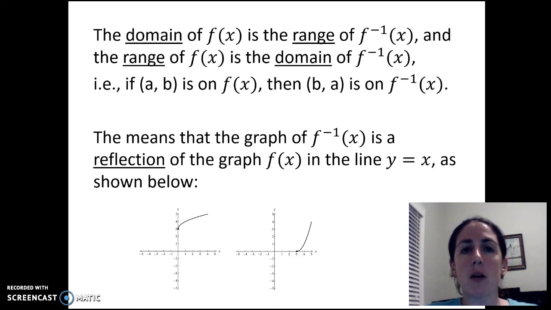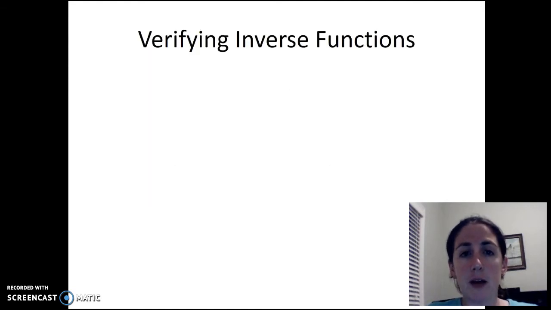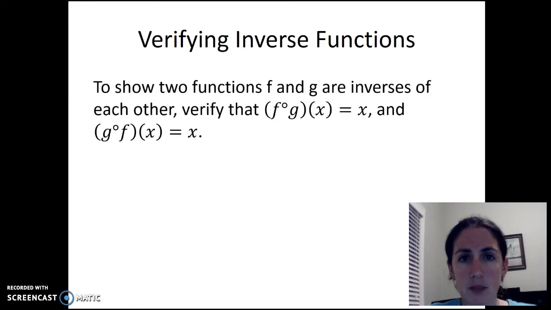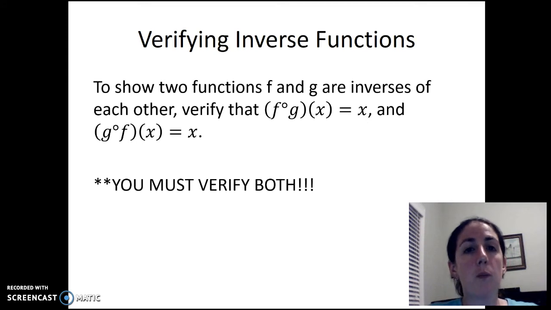So let's talk about confirming or proving or verifying that two functions are in fact an inverse of one another. What it means is that when you compose them together, both ways you get x. So to show that two functions f and g are in fact inverses of one another, you need to show that f composed with g gives you x, and also that g composed with f of x gives you x. So let's do an example. Now, we showed before that f composed with g and g composed with f don't always give you the same thing, so you must verify both.